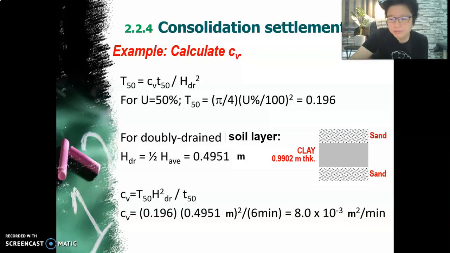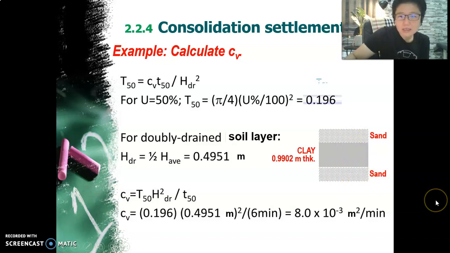The second method is Taylor's method, but before we go to it, let's go through a quick example of how to calculate Cv. Alright? So, first scenario. This is a clay that's compressible, sandwiched between two layers of sand. Sandwiched between is important to know, it's not underlain by rocks or things like that. Second thing to take note of is your T50. If you don't like to memorize this, you can always remember this formula and start calculating, you get 0.196, right?